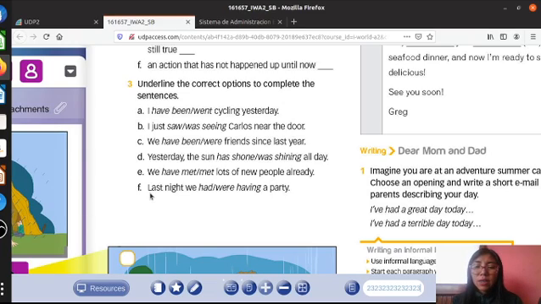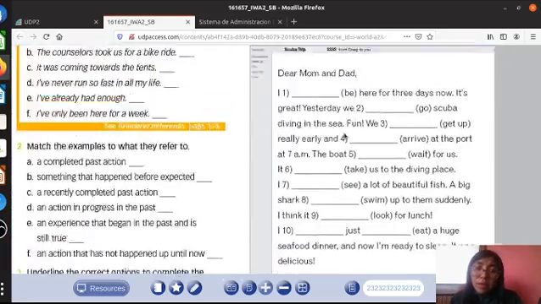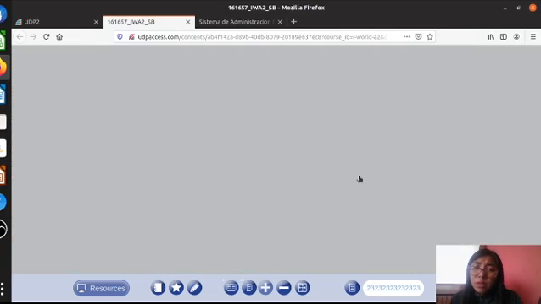Last night we had a party, or last night we were having a party. What do you have to do? Sorry, what do you have to use? Okay, in this case we are going to use past simple, okay, because we have the reference. Last night we had a party. Estoy estableciendo una acción completada en el pasado. A simple action, okay? And here we have the last exercise. Aquí tenemos el último ejercicio.